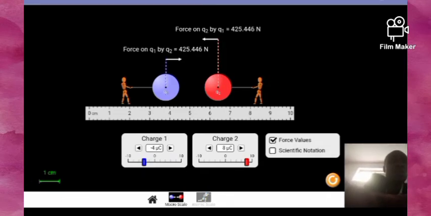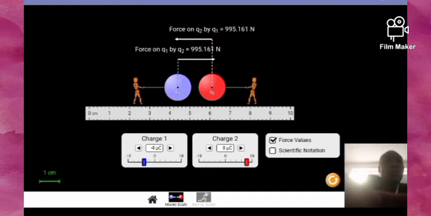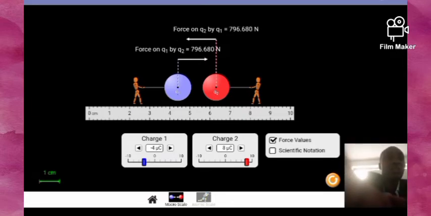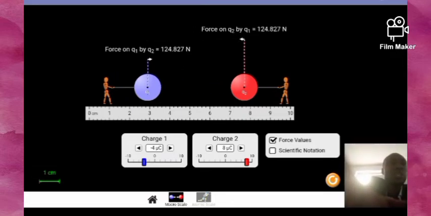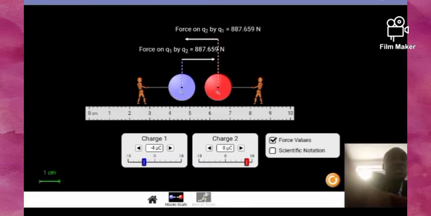So Q1 is pulled to the right and the magnitude increases, you can see, as they become closer. So when the charges are very close to each other, the magnitude of the force increases, which is Coulomb's inverse square law. So you notice that an increase in the distance between the charges reduces the forces, and a decrease in the distance between them increases the forces.